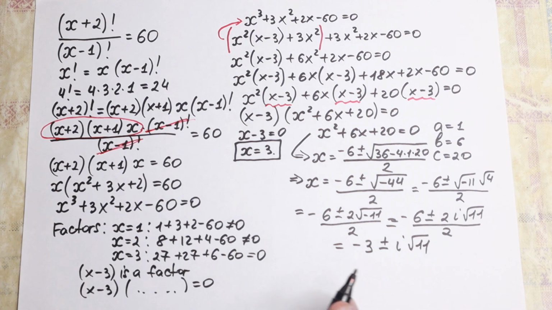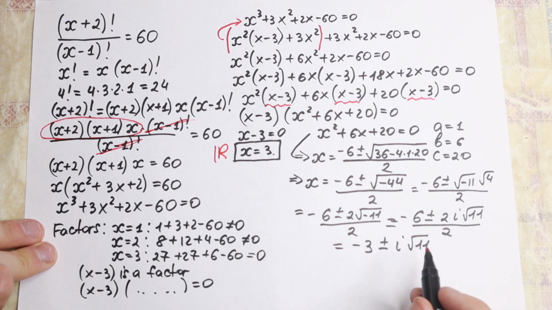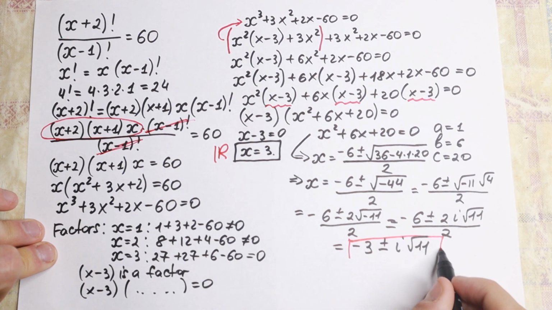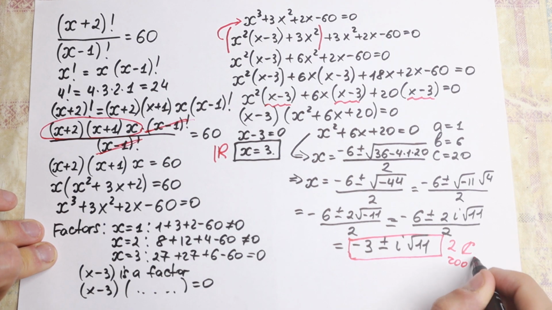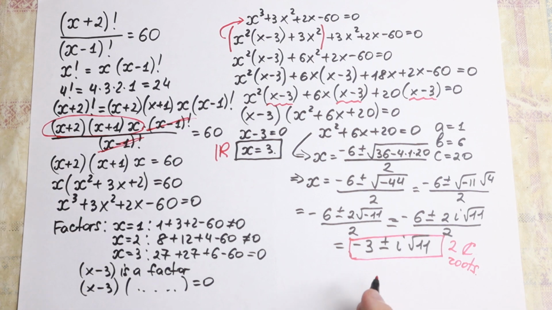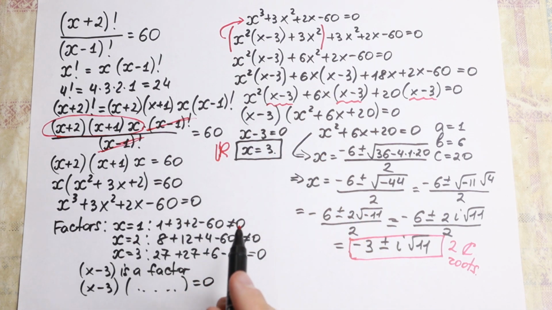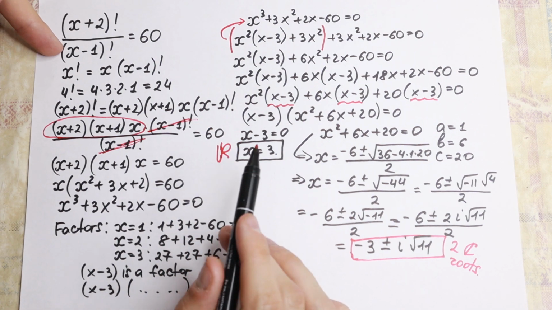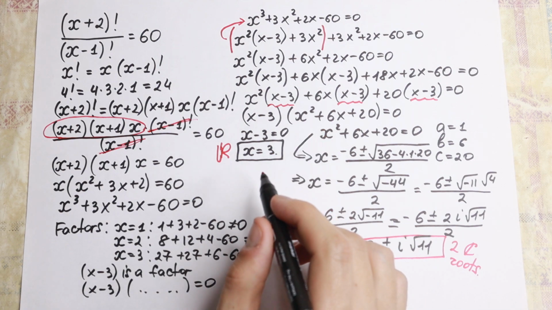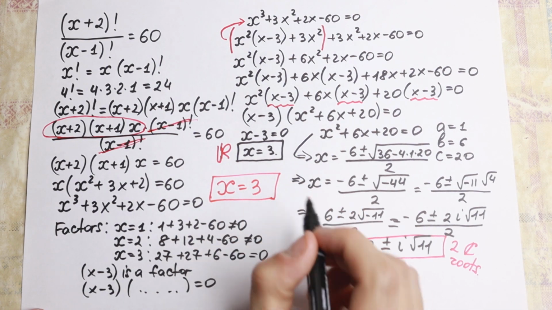So we finally solve this interesting question. We'll have x equal to 3. This is our real number root in real numbers. And right here we will have two complex roots. As you can see, with the plus sign and with the minus sign, we will have two complex solutions. So one and only solution that we need, that is good for us, is x equal to 3. Of course, we can check our root. We'll have 5 factorial over 2 factorial equal to 60, which is absolutely correct. So x equal to 3 is our one and only root in real numbers.